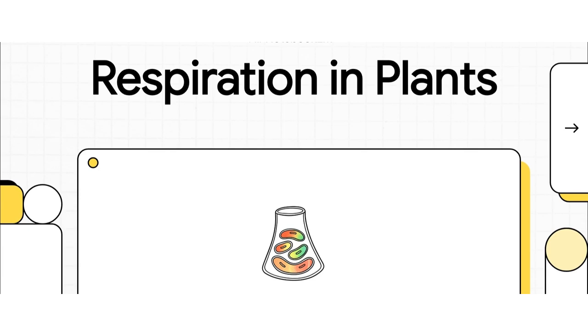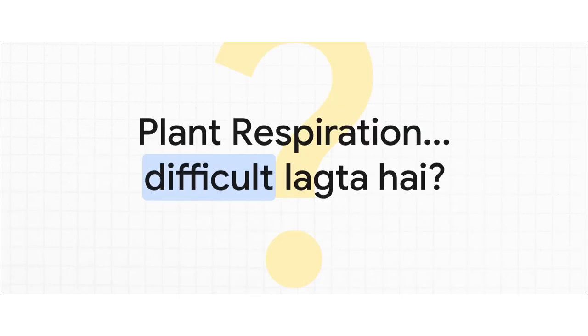We are going to absolutely smash this chapter together. Respiration in plants. I know, this chapter feels a little tricky, doesn't it? So many cycles, all those ATP calculations, but hey, tension not. In the next few minutes, we're going to break it all down in a simple question-answer format. We'll crack it so well that when any question from this comes up in NEET, you'll solve it easily. Ready? Okay, let's dive right in.